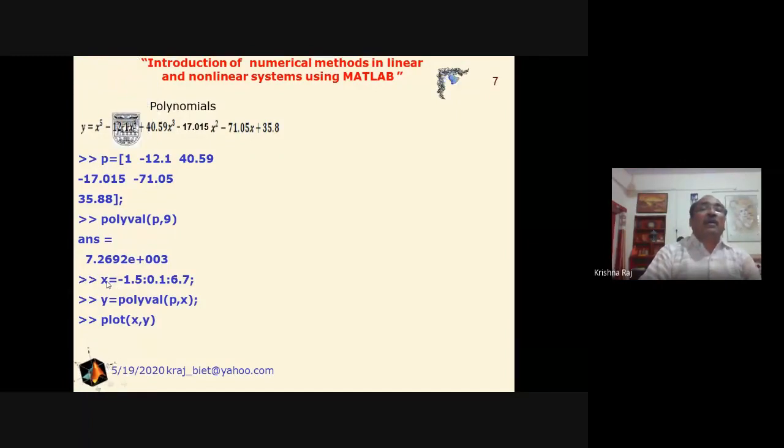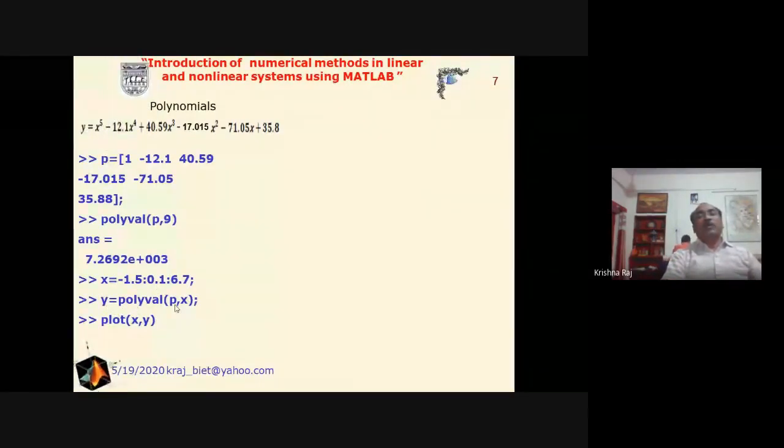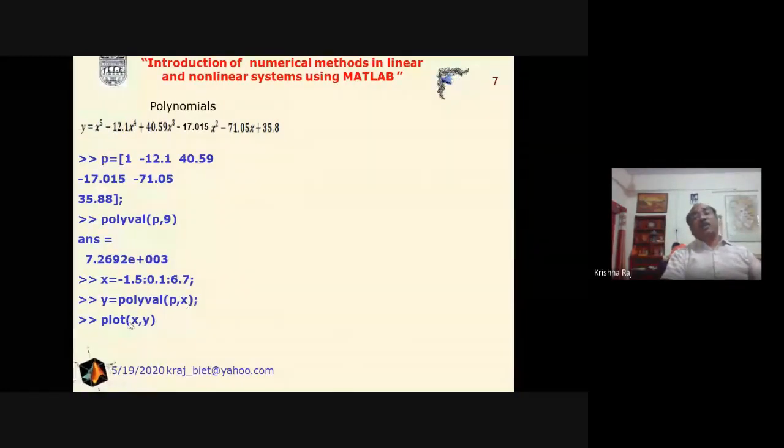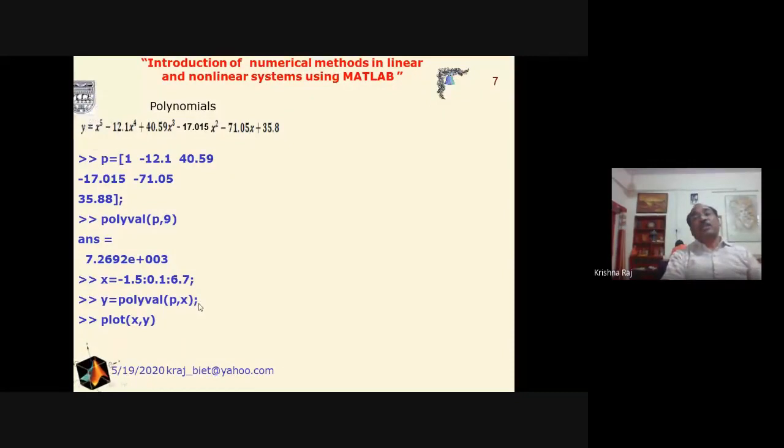And if we have a range of x, not a particular value of x, suppose we have a range of x starting from minus 1.5 to 6.7, that is the initial value and the final value, with a gap of 0.1, then we will get y, that is the polyval of P at x. First define the range of x, then write the same command with the parameter x here. And suppose we are interested in seeing the values here.